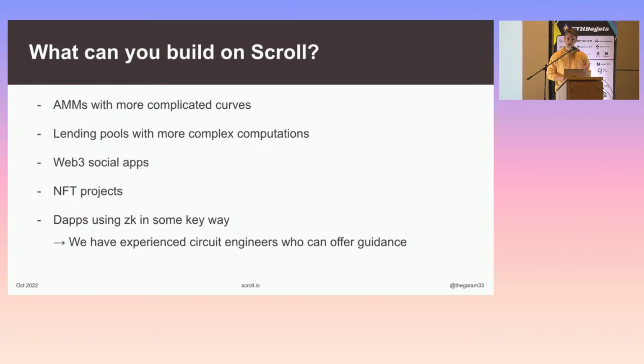Or, I think a very exciting idea is Web3 social apps, where current systems cannot really support the user experience that we would expect from a social app. But layer 2 blockchains, especially ZK EVMs, might be an excellent fit for this. Or you might want to just build some simple NFT projects. Or if you're interested in ZK, you can build a ZK dApp on Scroll. And the advantage here is that we have a lot of engineers that are super experienced with ZK. So if you choose this route, we're more than happy to guide you and give some help.